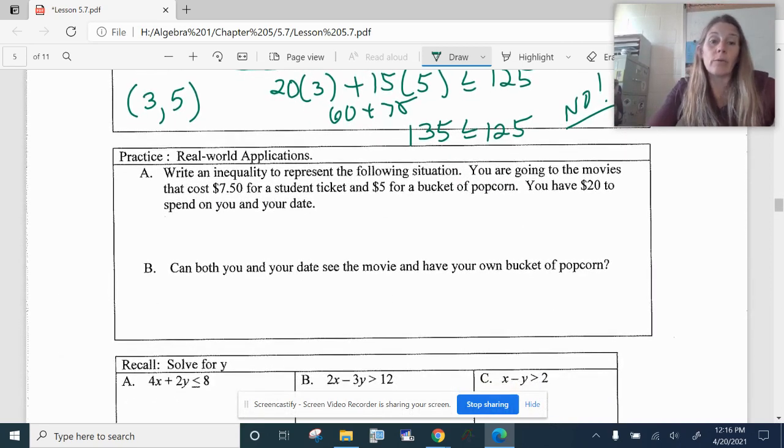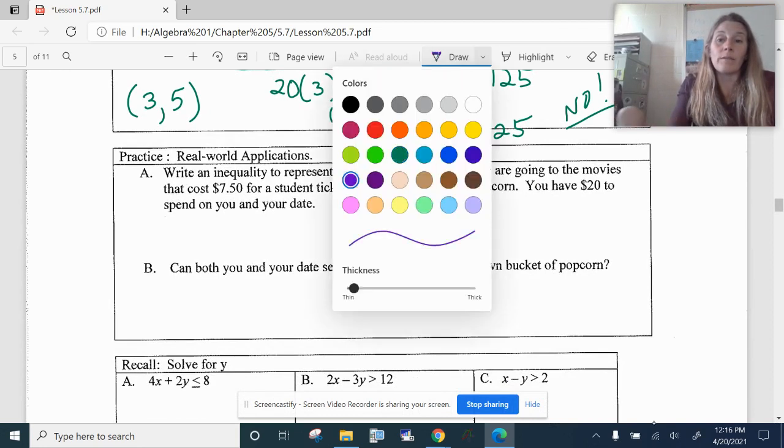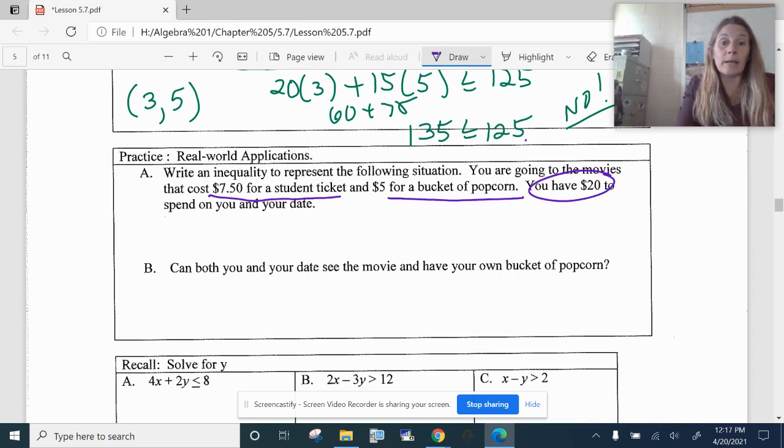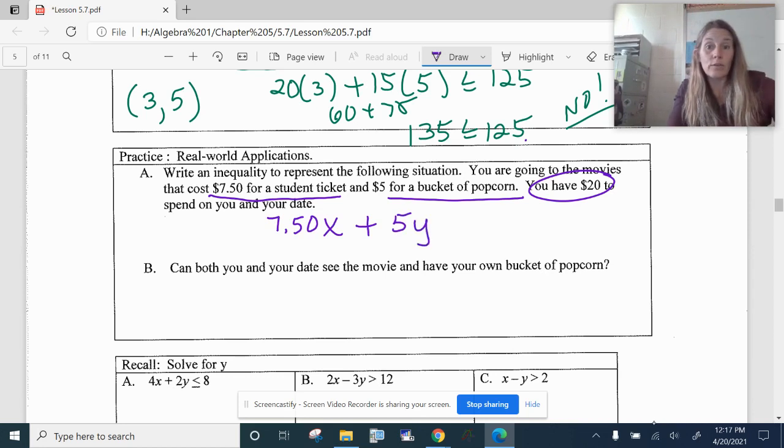So another scenario. You are going to the movies. It costs $7.50 per ticket and $5 for each popcorn. You have $20 for you and your date. So $7.50 times X for each ticket plus $5 times Y for each popcorn has to be less than or equal to 20 because, again, you can't spend more than you have.